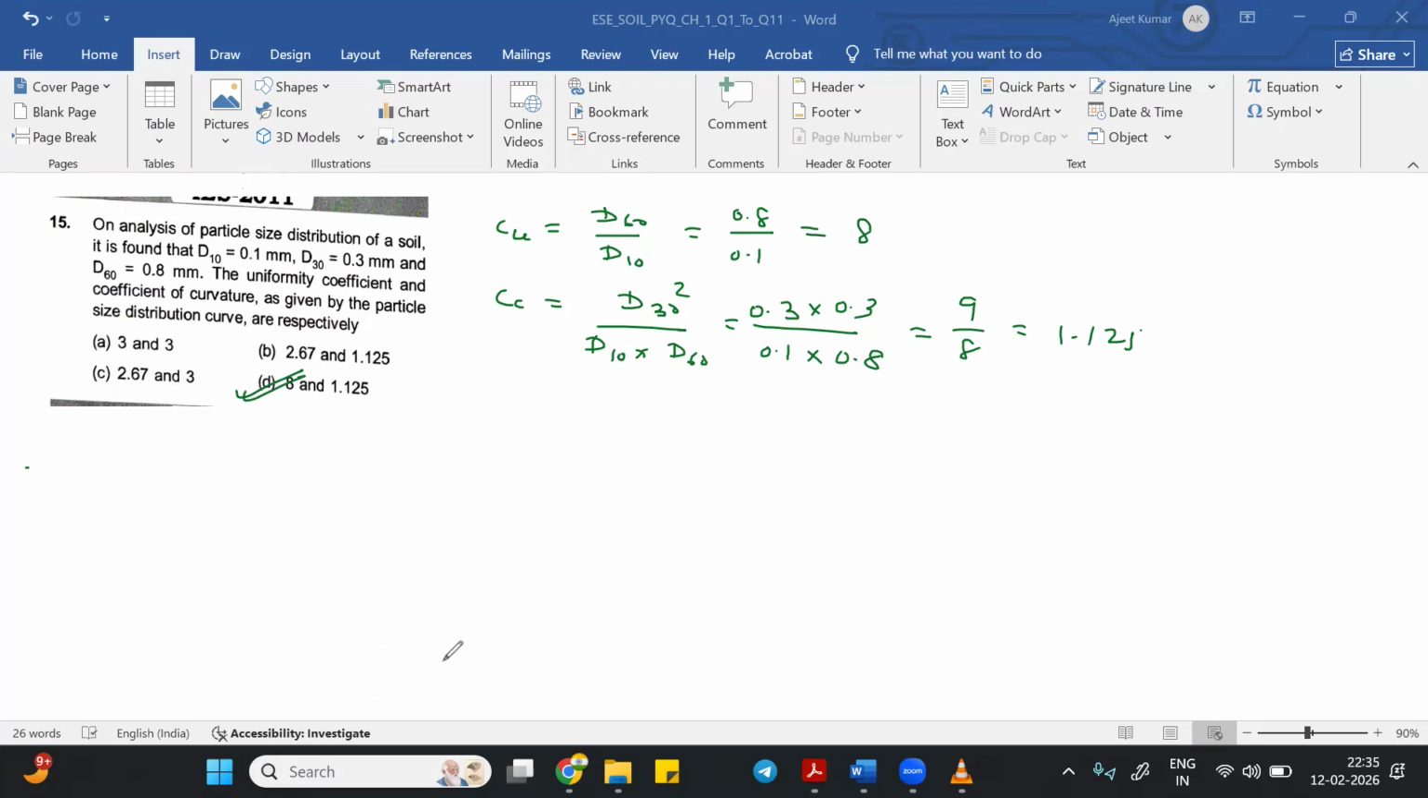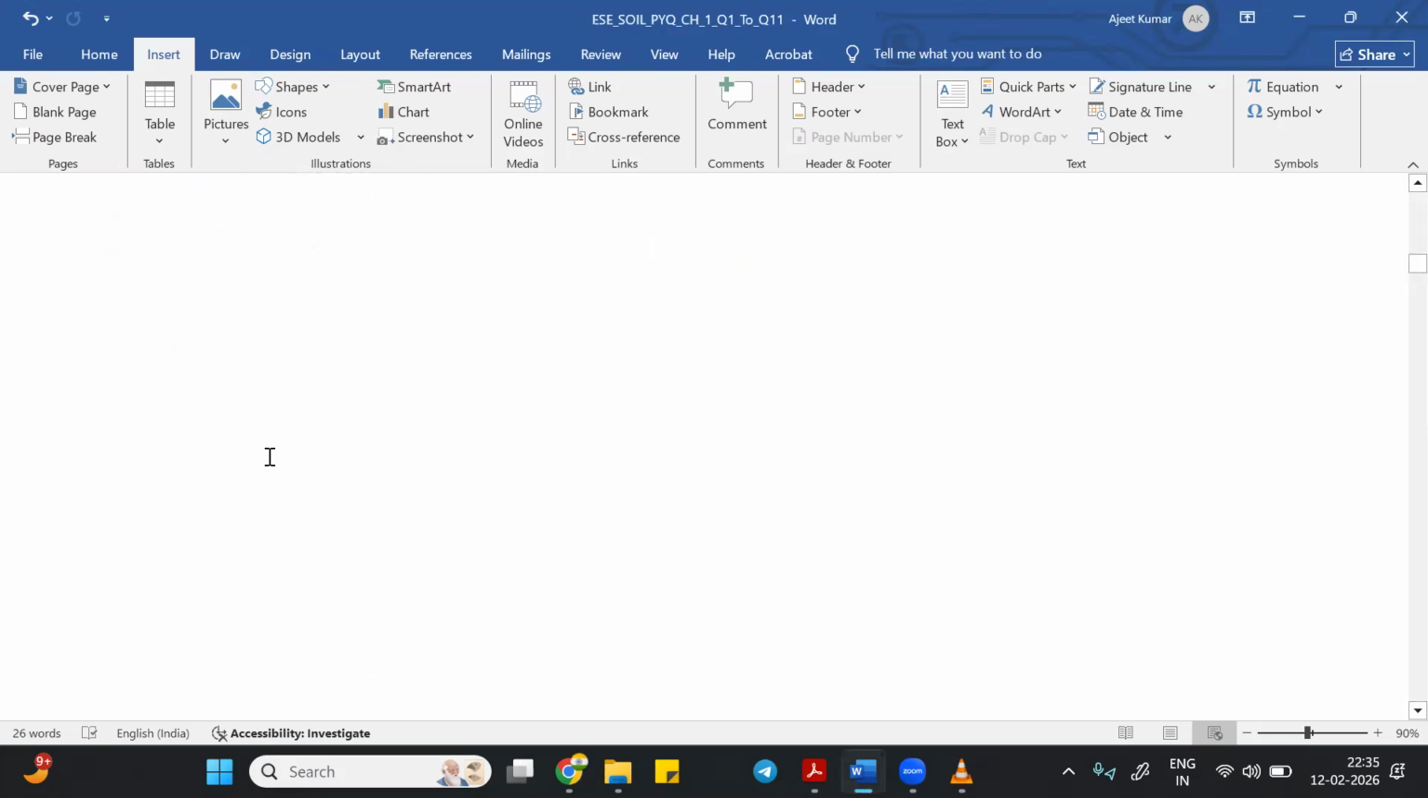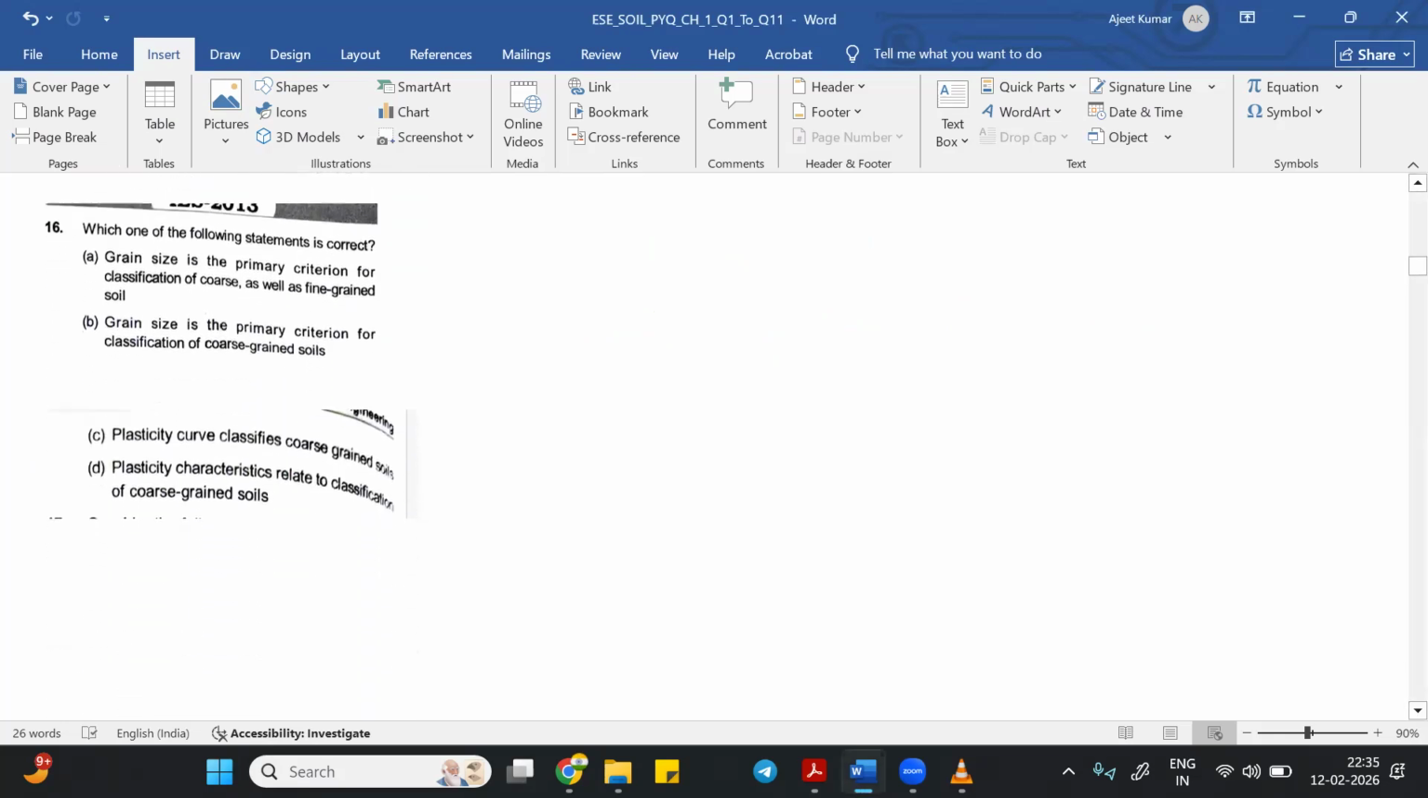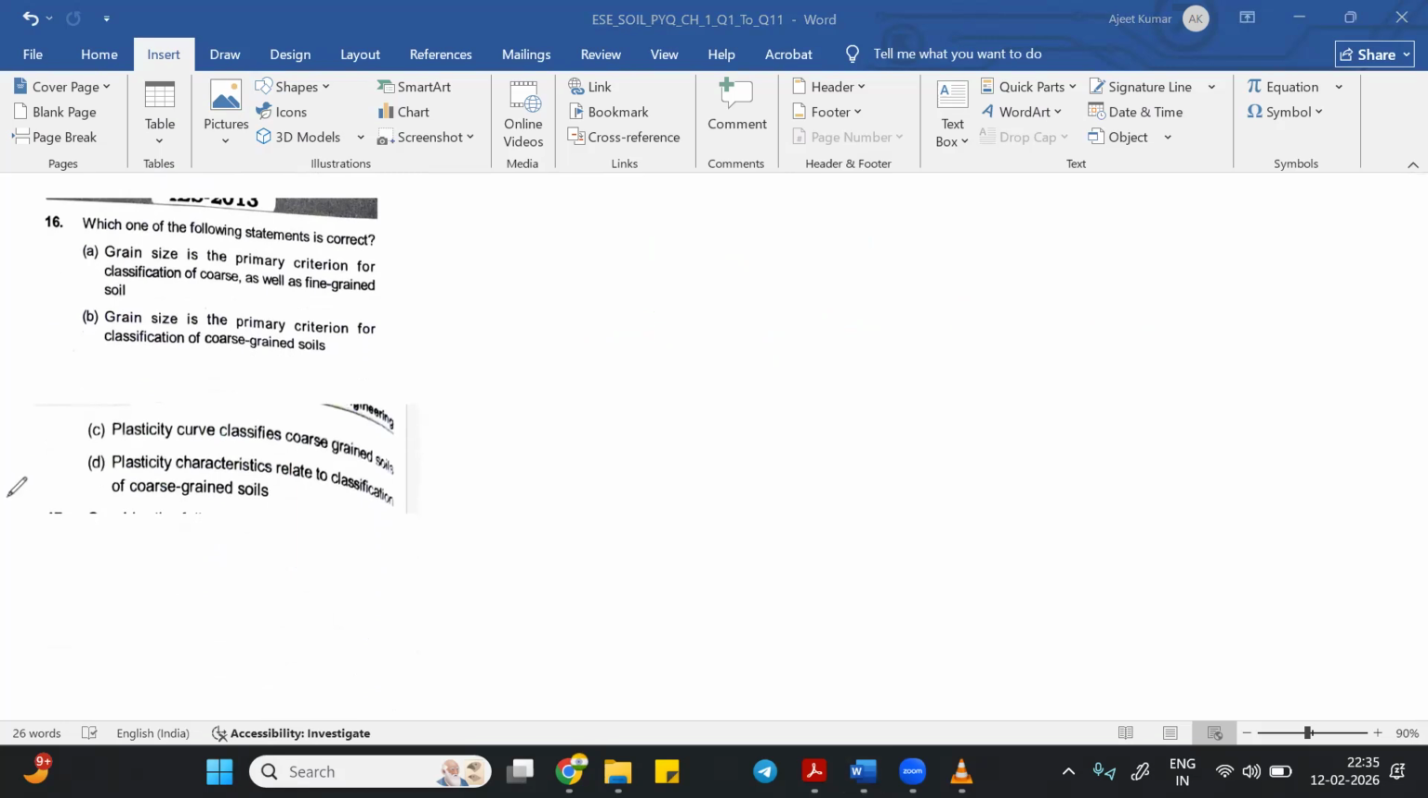Now question number 16. Which one of the following statements is correct? Grain size is the primary criteria for classification of coarse as well as fine grained soil. No, it is not for fine grained soil, so this statement is wrong. It is the primary criteria for classification of coarse grained soil, but not fine grained soil.